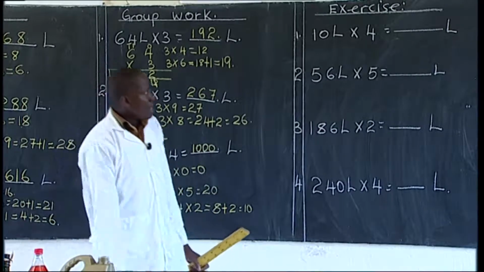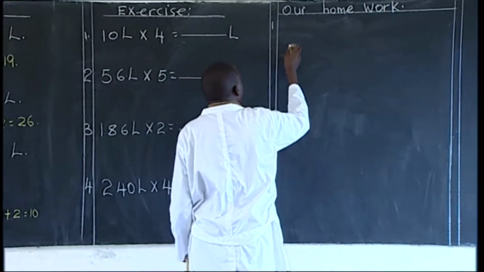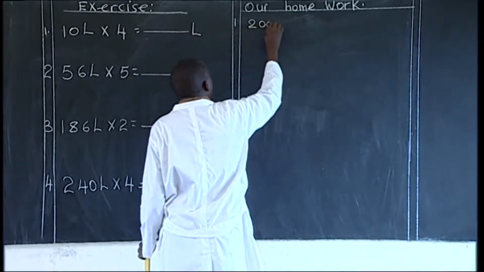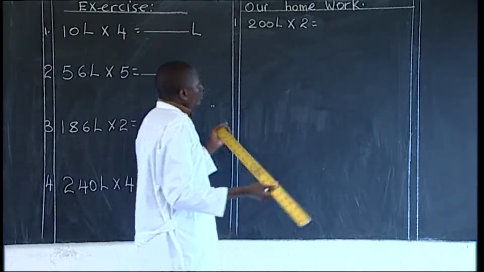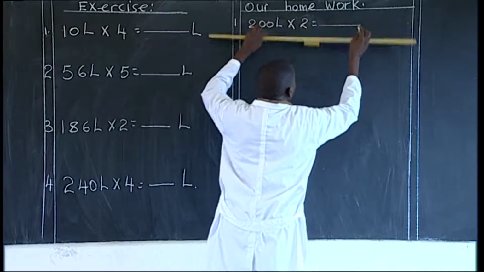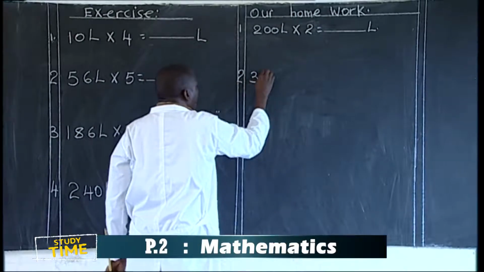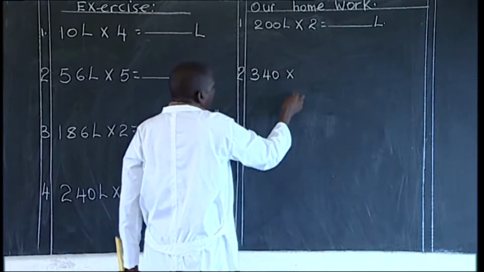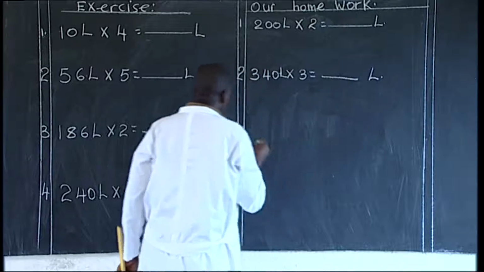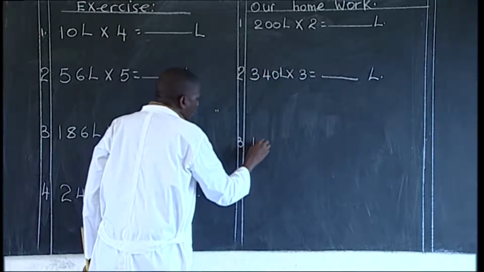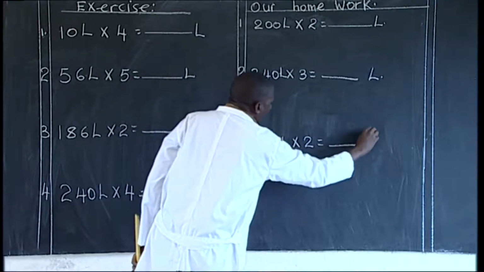Okay? Good. Let's look at our homework now. The homework here will be 200 liters times 2. When you reach home, you do this work very well. Put your ruler here and put here liters. Number 2, 340 liters times 3. Put here liters, here dash liters. And number 3, 140 liters times 2 equals dash liters.